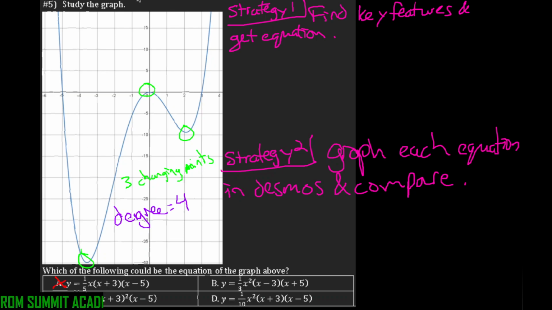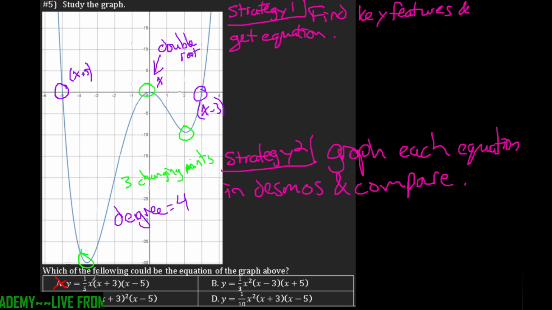Well, when I'm talking about my roots, I have a root at x plus 5, I have x plus 0, or just x, and this is going to be x minus 3. So when I'm looking at my equation, I also have to say, hey, this is a double root. So I'm going to have x squared in the front, so I can cross out choice C because I know it can't be that one.